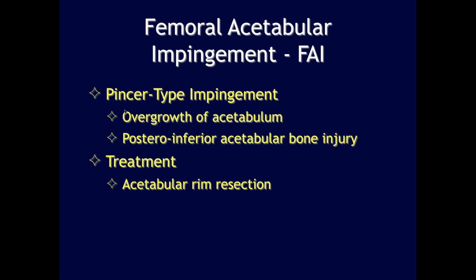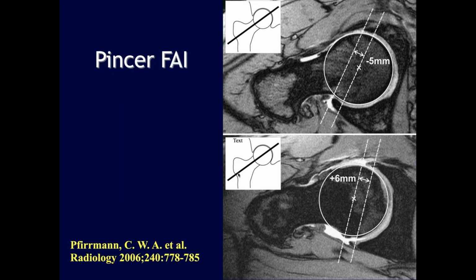Okay. Now, if we go to the pincer type, this is really due to overgrowth of the acetabulum. And here, typically, you can get impaction anterior and superiorly, but what's often seen by imaging is a posterior inferior bone injury, where you get a leverage effect and bang the posterior inferior aspect of the femoral head neck junction against the acetabulum, and that does not occur with typical cam type. So this can differentiate the pincer type from the cam type. And the treatment of these is an acetabular rim resection.